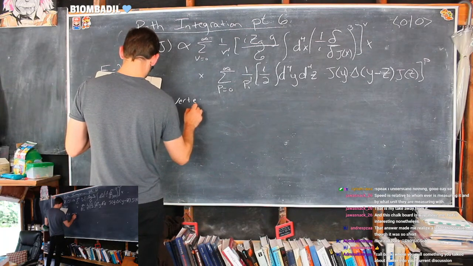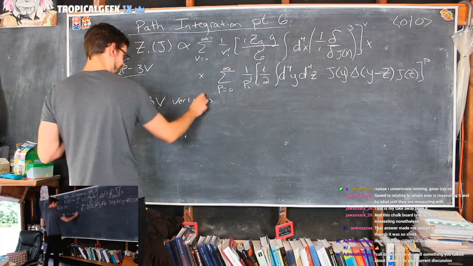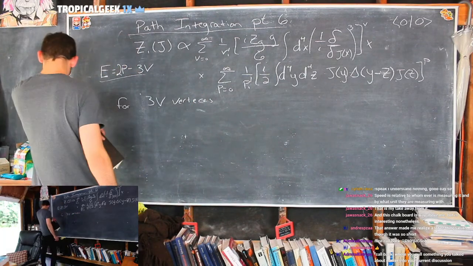Where is it? I don't know. Vertices. I don't know. Someone correct me. How do you spell vertices?